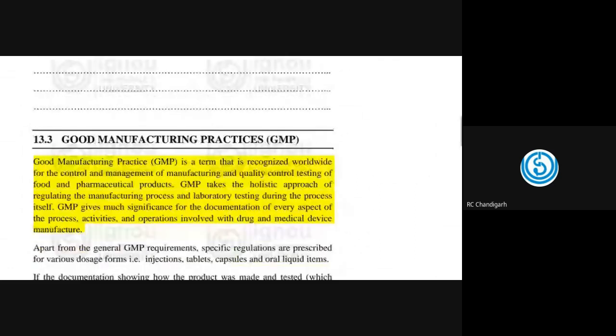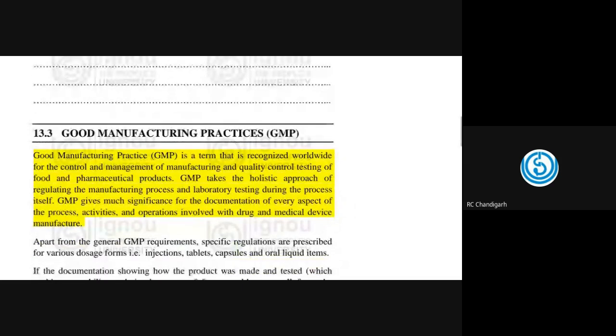Now, good manufacturing practices. The second part is good manufacturing practices, which is a term that is recognized worldwide for the control and management of manufacturing and quality control testing of food and pharmaceutical products. Good manufacturing practices takes the holistic approach of regulating the manufacturing process and laboratory testing during the process itself. GMP gives much significance to the documentation of every aspect of the process, activities, and operations involved with drug and medical devices manufacture.